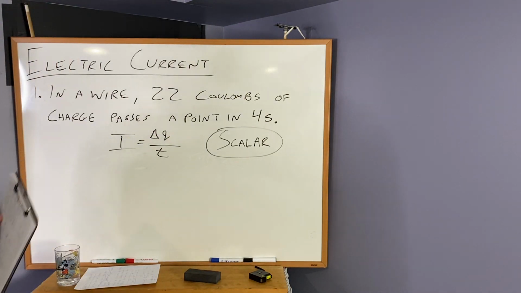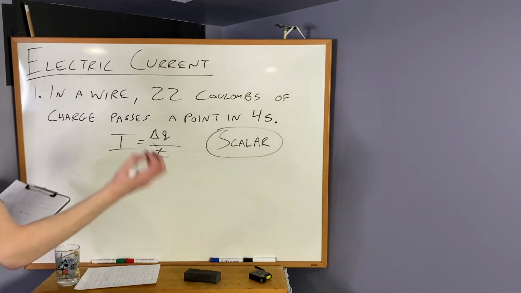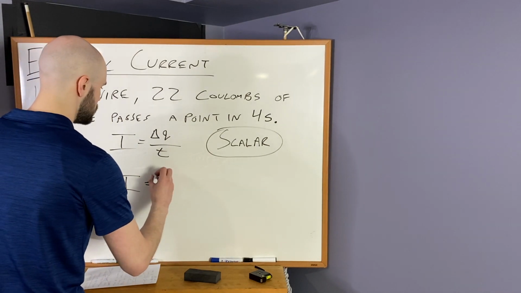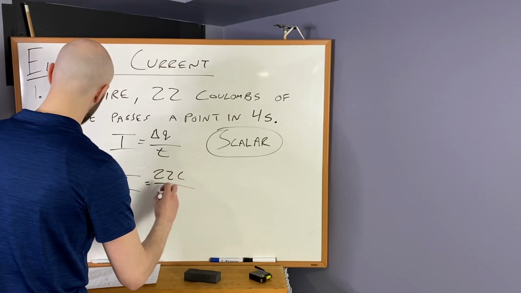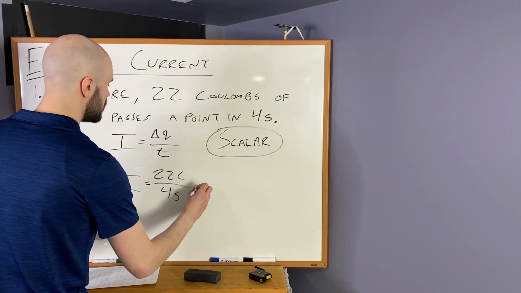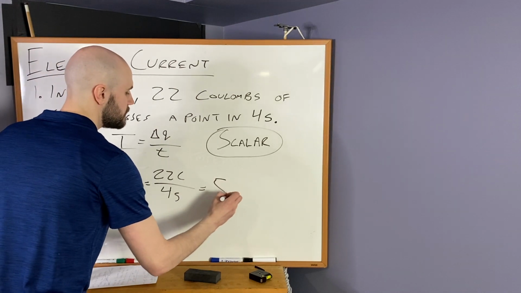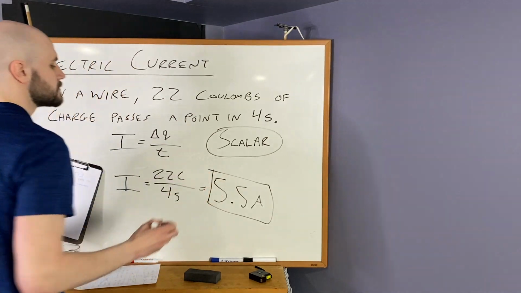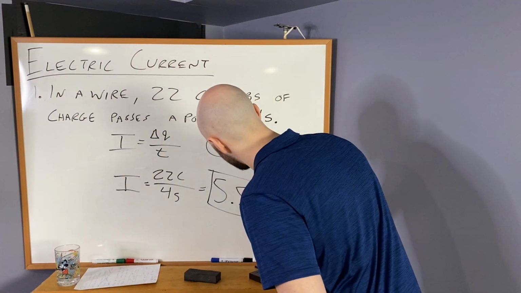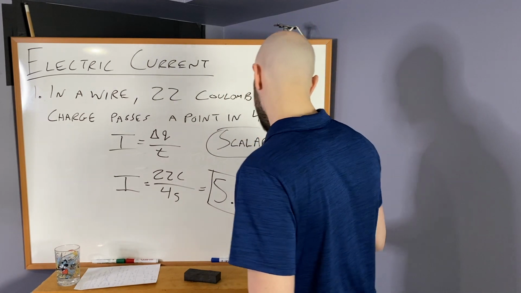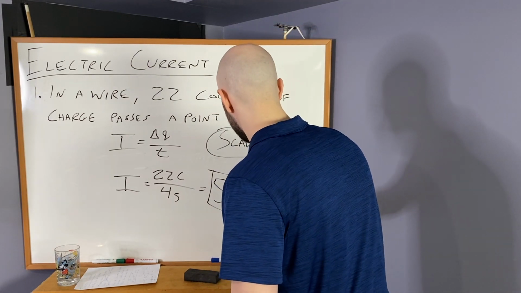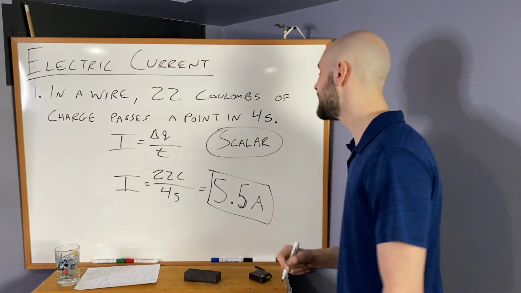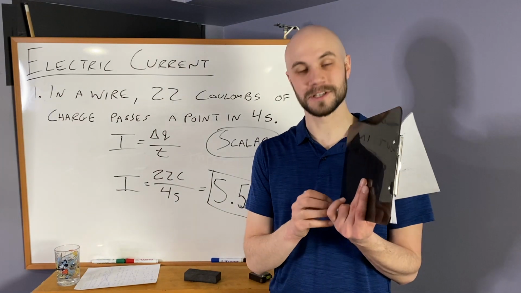So for our wire, we have 22 coulombs of charge passing a point in 4 seconds. We can plug in what we know. I equals 22 coulombs passing in 4 seconds. And this simply works out to be 5.5 amps. Getting a little sloppy over here. Guess that works. 5.5 amps of current is flowing through that wire.